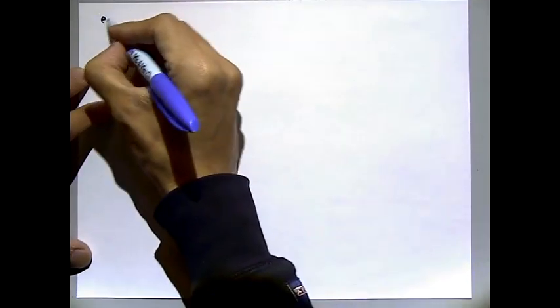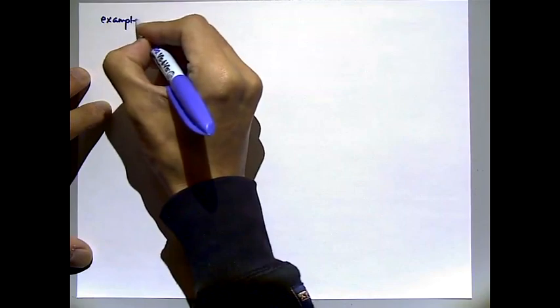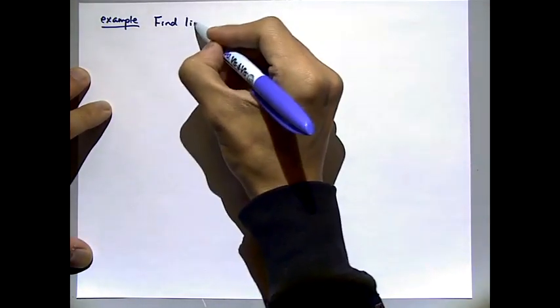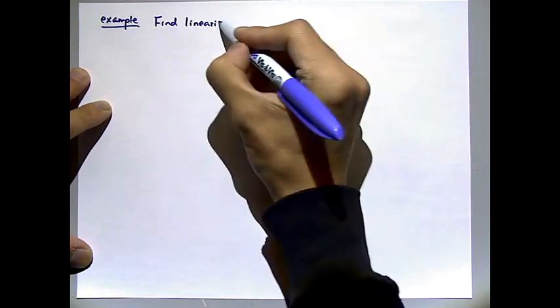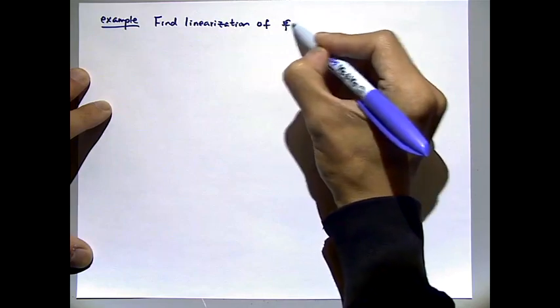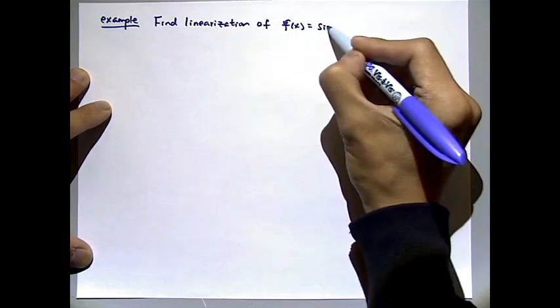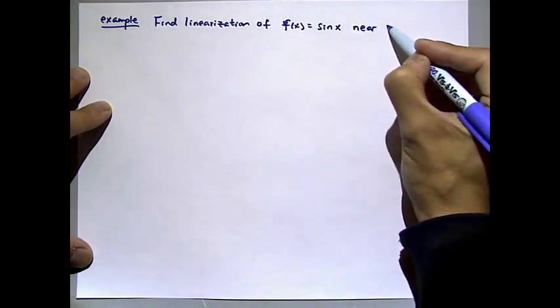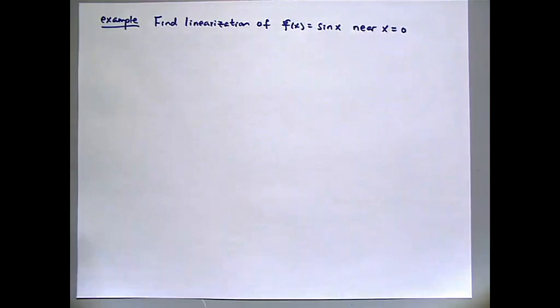Okay, let's do another one here. And this next one will actually explain one of the other things we saw a little bit earlier. Let's find a linear approximation of sine of x near x is equal to 0.